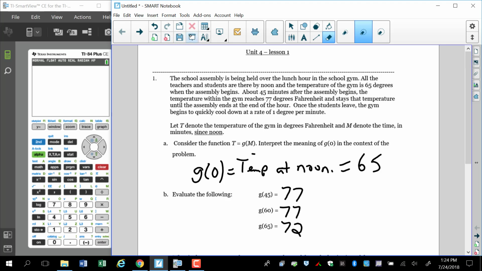So if we want to evaluate that and you put this in context, 45 minutes into the assembly, this is what G of 45 stands for, which is 77 degrees. And if you look up here, it stays that way for the first hour. So you're going to have 77 degrees up to the first hour. Every minute after that hour, when everybody leaves, it's going to drop down by a degree per minute. So over the next 5 minutes, it will drop down by about 5 degrees.